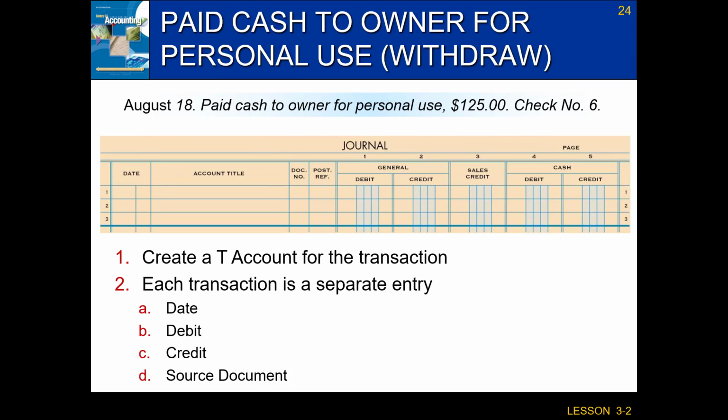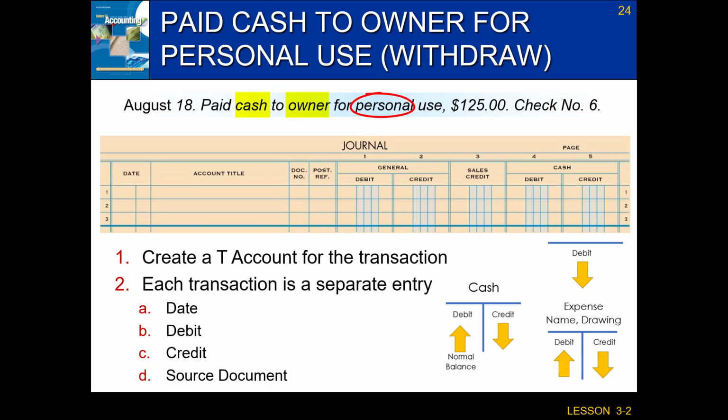The last type of owner's equity you might have is a withdrawal or personal use. So paid cash to owner for personal use. Cash is my first keyword. My second keyword here is owner. Its buddy is personal. So personal stuff is drawing. That again is a T within a T.